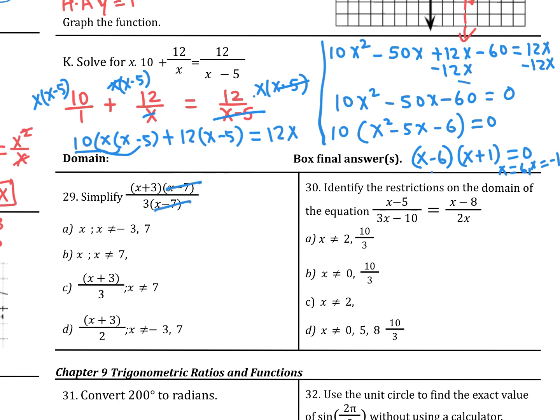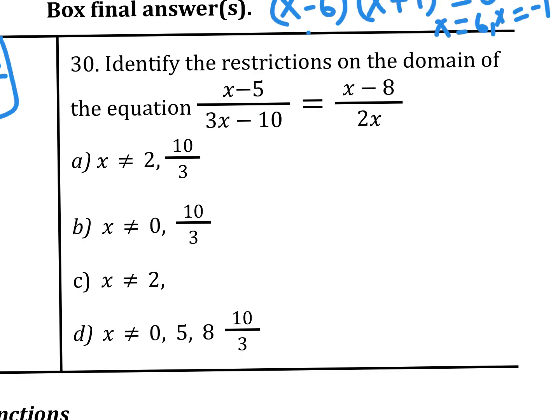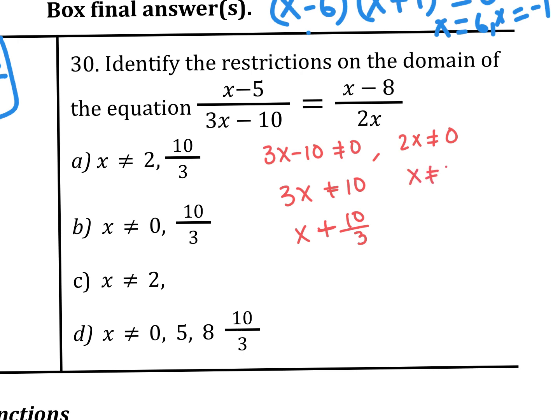x minus 7 cancels, x plus 3 over 3, where x cannot be 7, is your answer. For the domain restriction, x minus 10 cannot be 0, 2x cannot be 0, 3x cannot be 10, so x cannot be 10 over 3, and x cannot be 0. So these are the two constraints.